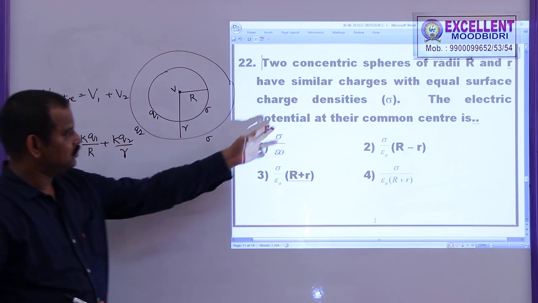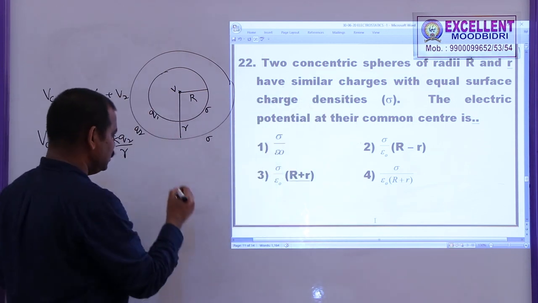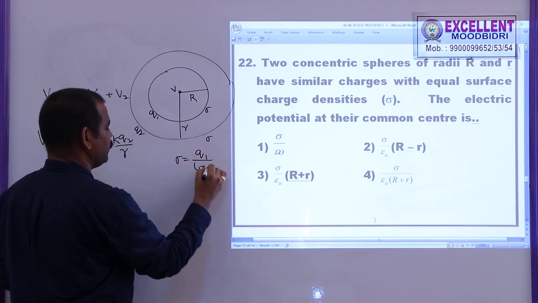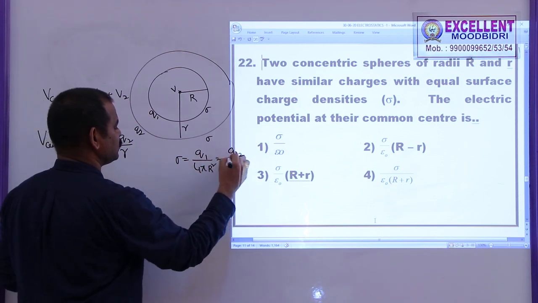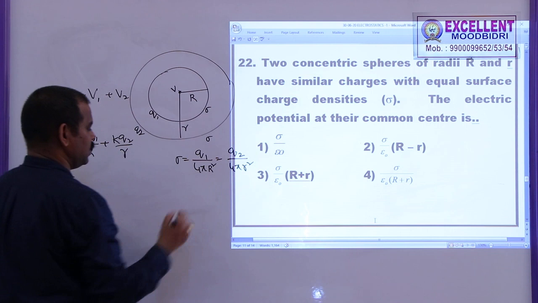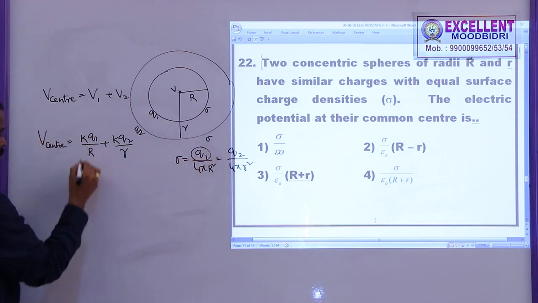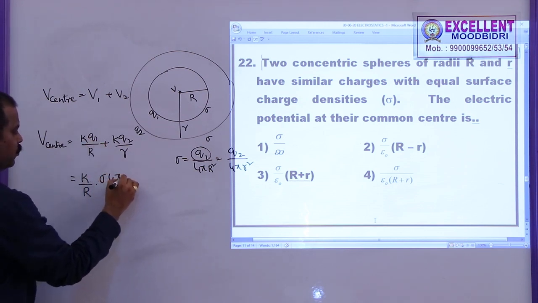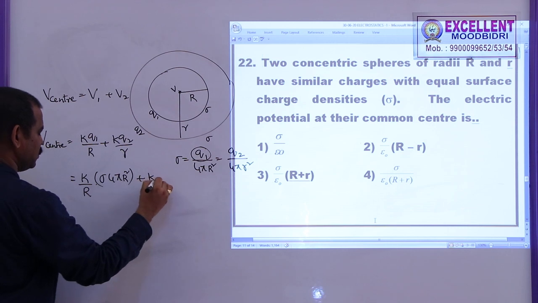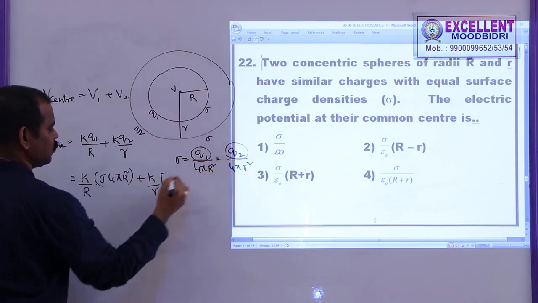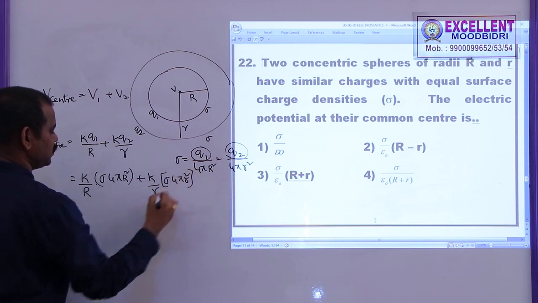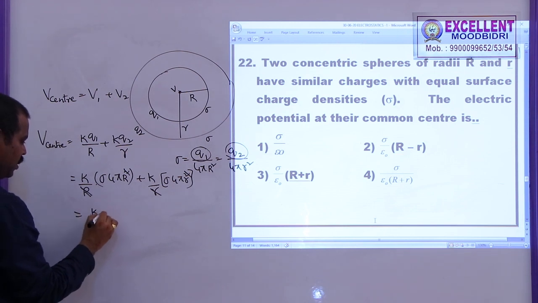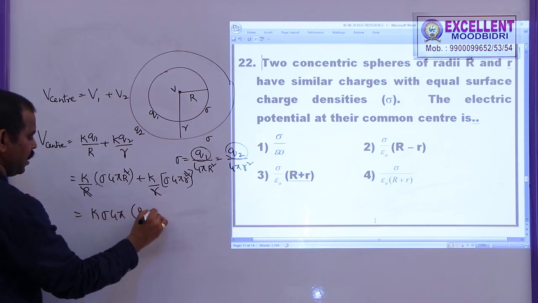But as they have similar surface charge densities, sigma can be written as charge by area, that is Q1 by the first surface area 4 pi R square, which is also Q2 by 4 pi small r square. So in place of Q1 you can write K by R, Q1 is equal to sigma 4 pi R square, plus K by small r, Q2 is equal to sigma 4 pi small r square. Here one R cancels. This will be K sigma 4 pi, bigger R plus small r.